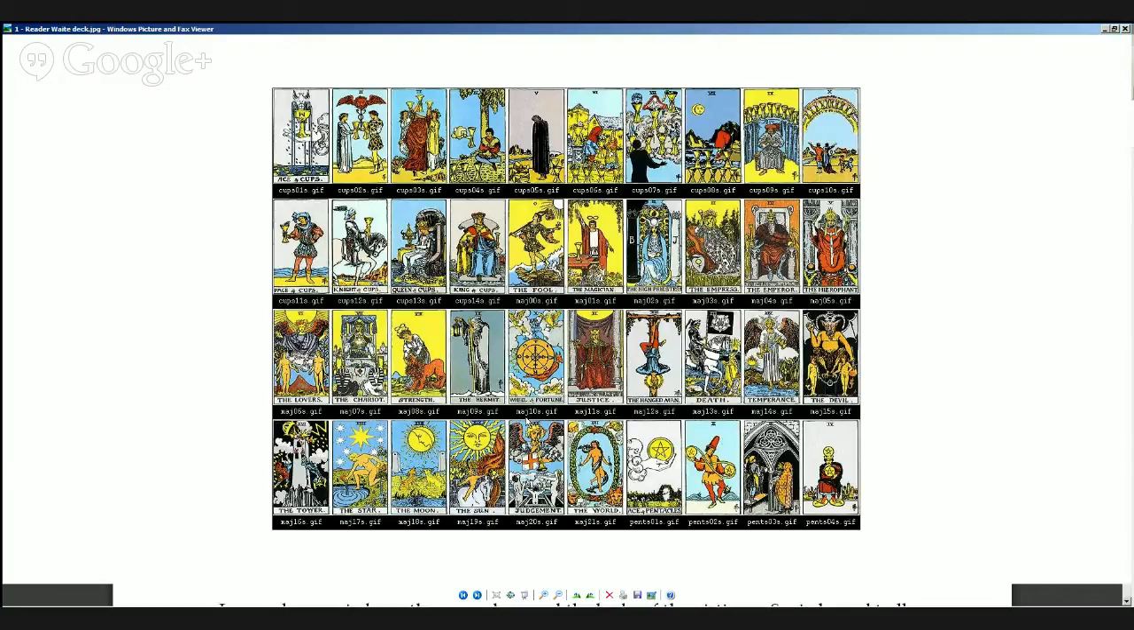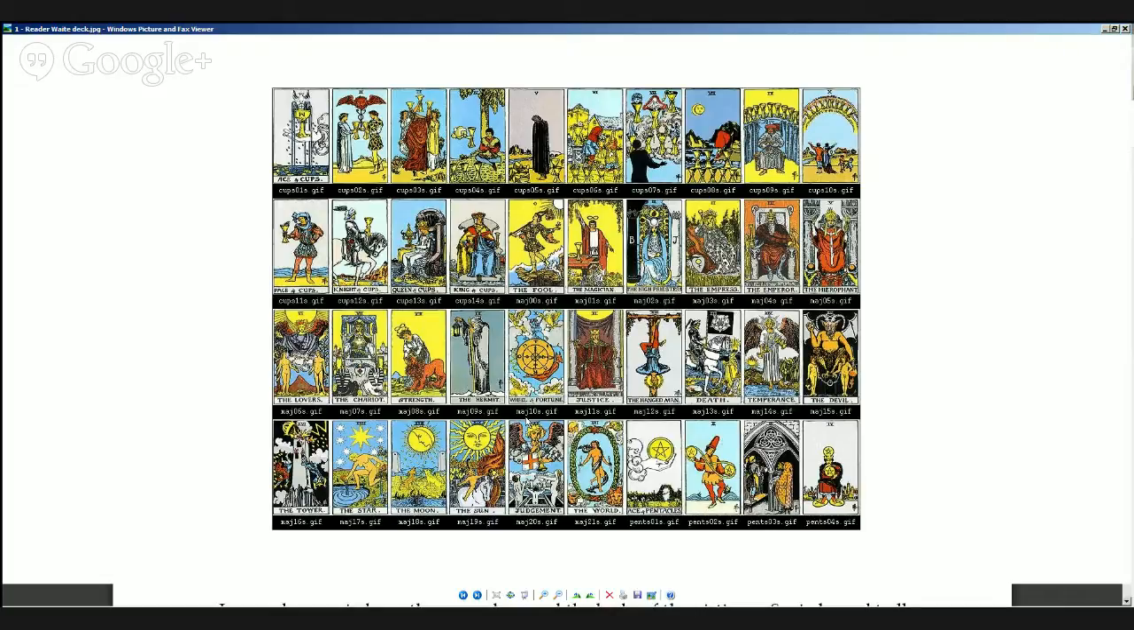Now, the numbers that we see, Ace, 2, 3, 4, 5, 6, 7, 8, 9, 10, they kind of represent a journey. So it's like Ace is a new beginning. Twos are about crossroads or choices.